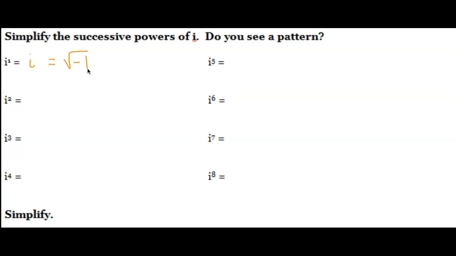i squared would then represent i times i, but that would be like the square root of negative 1 times the square root of negative 1. And we said if you multiply two square roots together, you get what's underneath. So square root of negative 1 times square root of negative 1 is equal to negative 1.